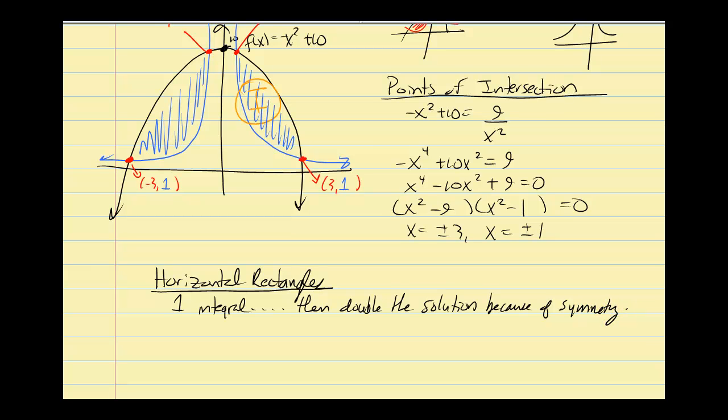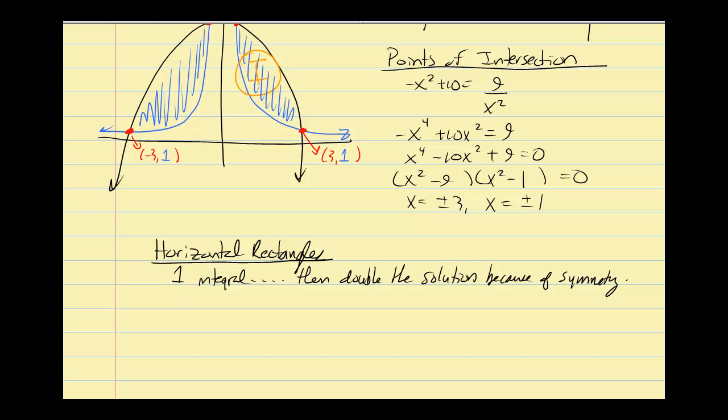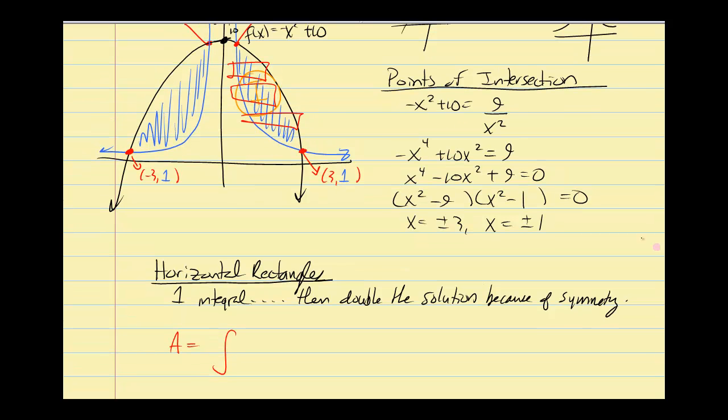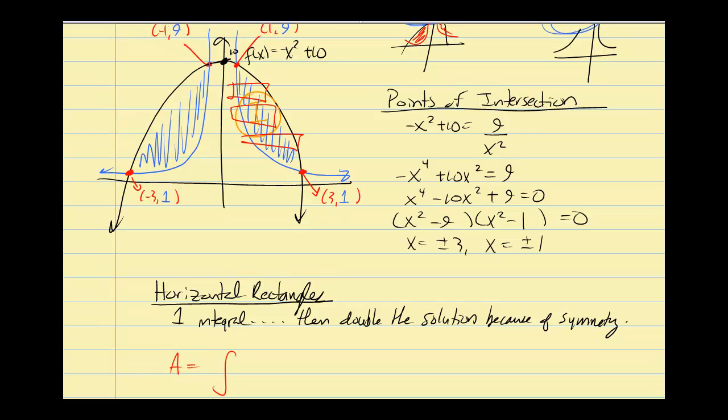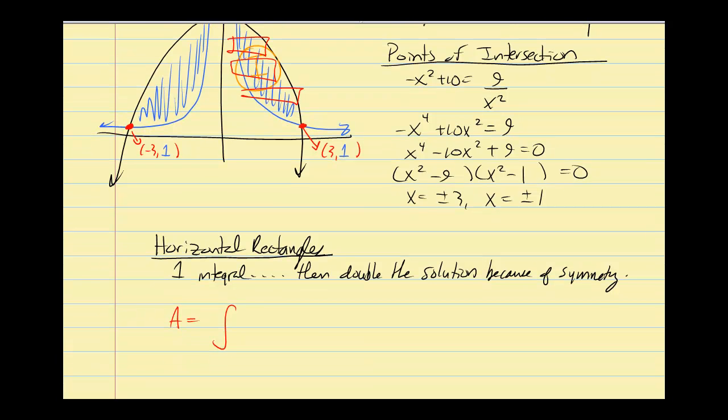Okay, horizontal rectangles. Here's some horizontal rectangles. So when I set up my area here, my horizontal rectangles are not going to go from 3 to 1, because those are x values. They're going to go from 1 to 9 because those are my y values. So they're going to go from y equal 1 to y equal 9.